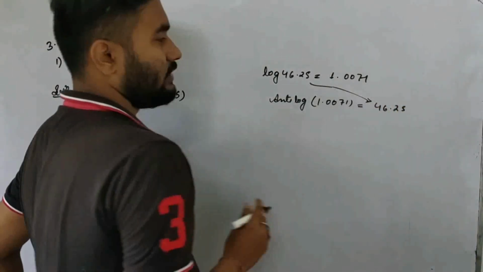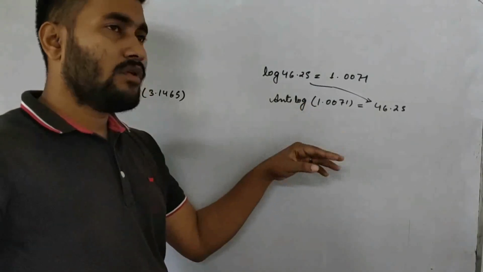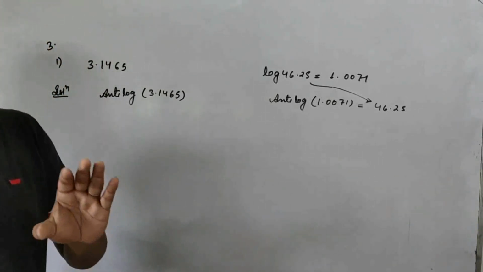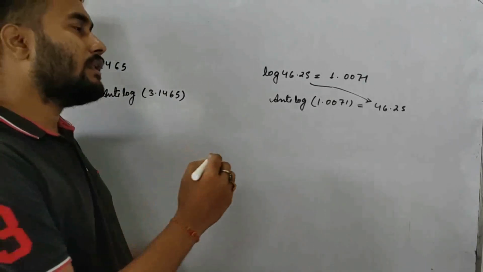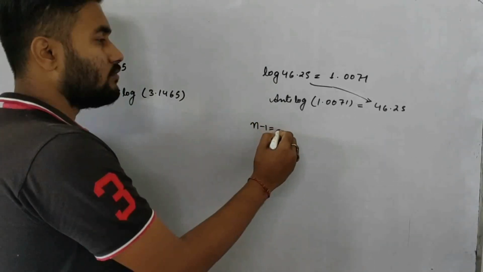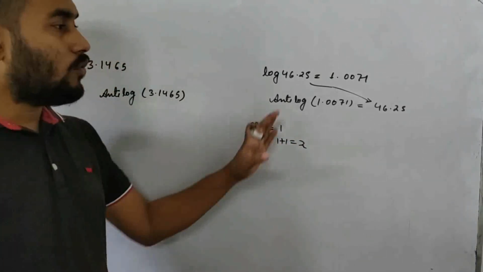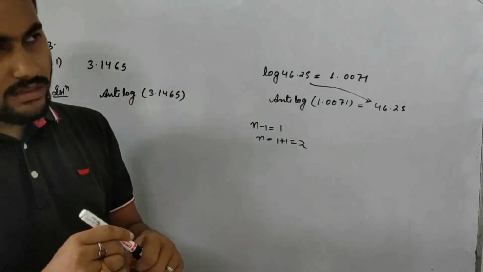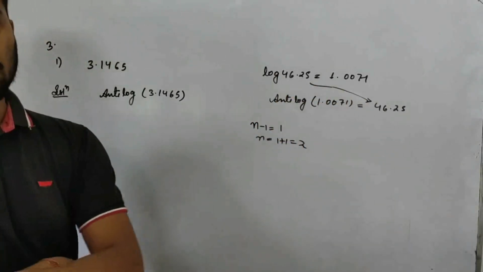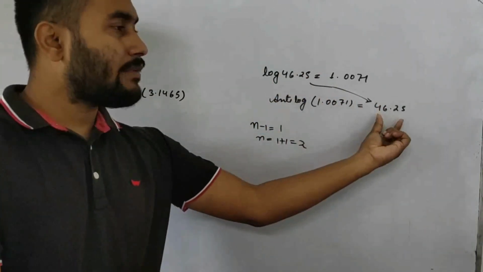What I am saying is that you can also do this directly. Just think: the characteristic comes 1 when n minus 1 is equal to 1, so n will be equal to 1 plus 1, which is 2. So when the characteristic is 1, you can think that the point is after 2 digits. You have to place the point only. The value you will get from the table.